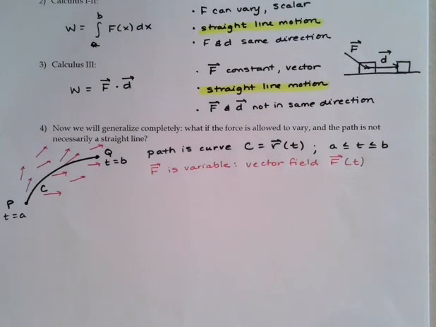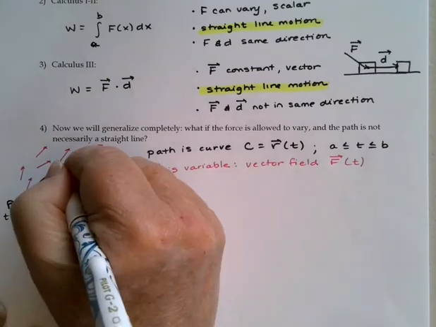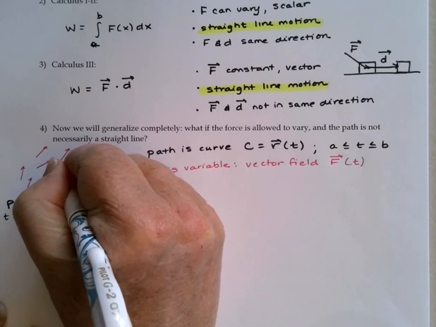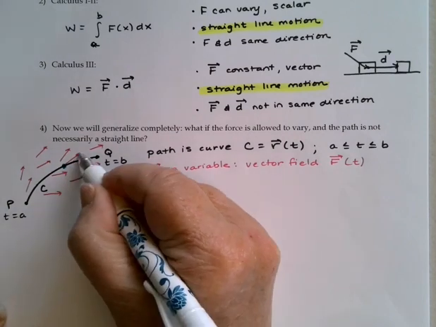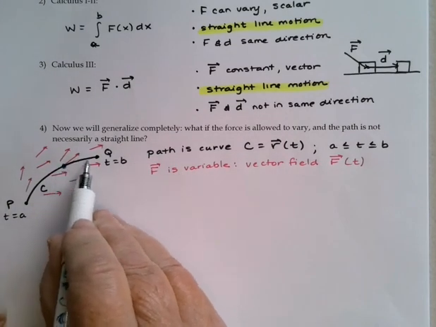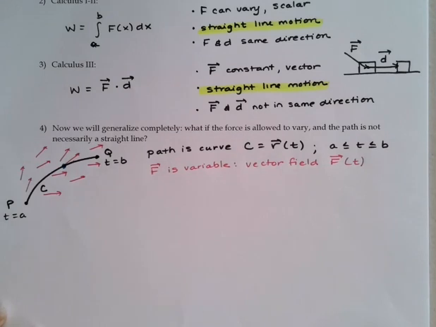Now notice it's definitely going to be true that the force will not always be in the same direction as the motion. In fact, if we just pick a point here, let's go with this one right here where I happen to draw a vector right on the curve. The force points this way, but the direction is that way. So we'll certainly notice that F is not in the same direction as the motion.